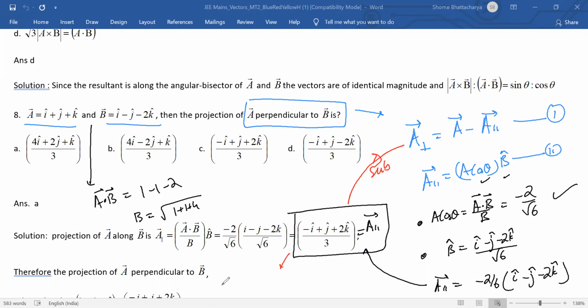So from that your A perpendicular will become this vector minus this vector. So 1 minus of minus 1 by 3, so that's 4 by 3. Okay. Then 1 minus of 1 by 3, so that is 2 by 3. Okay. And then 1 minus of 2 by 3, so 1 by 3 K cap.